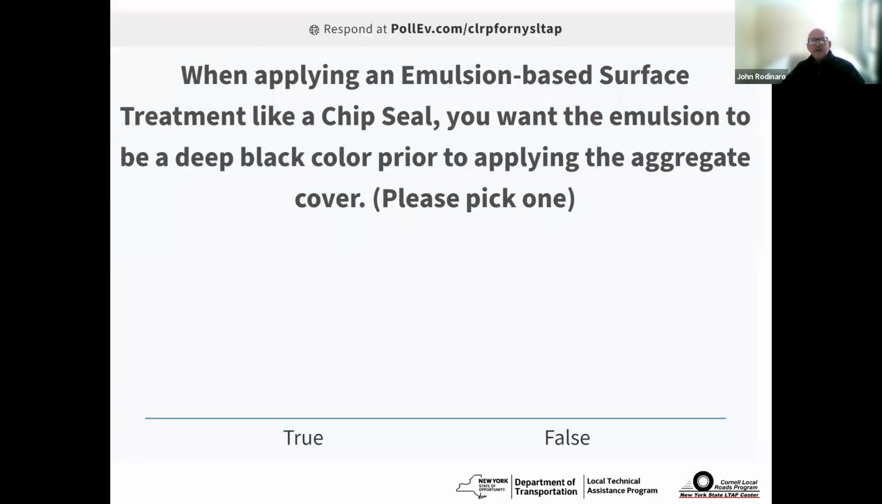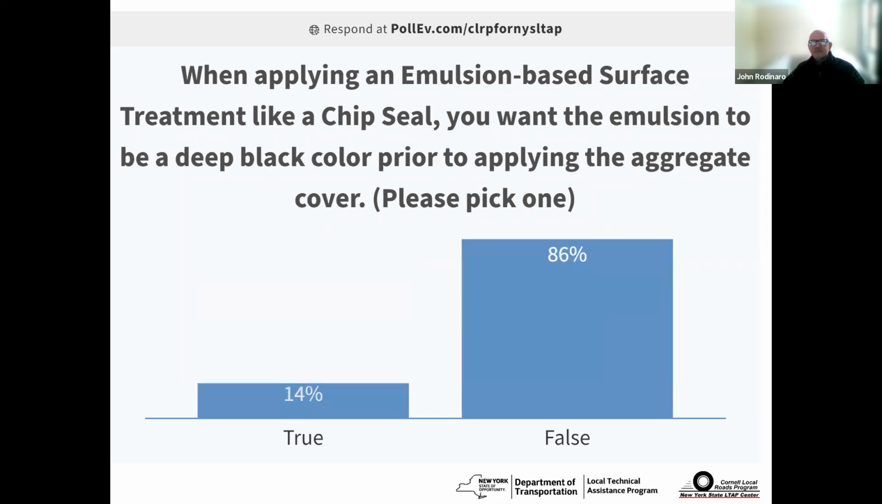So let's do another question. When applying our emulsion-based treatments like chip seal, you want that emulsion to be a deep black color prior to applying the aggregate. All right, I think most everybody's on board. No, you don't want it to turn black.